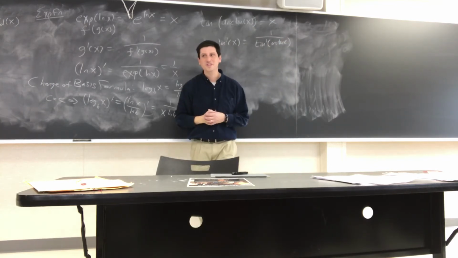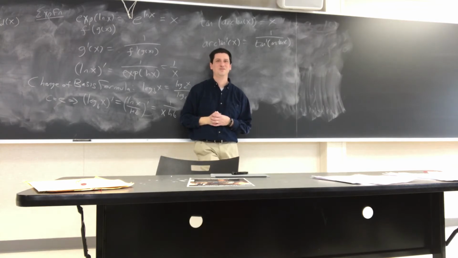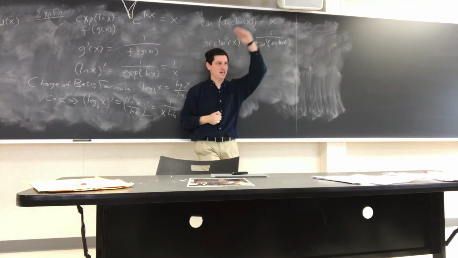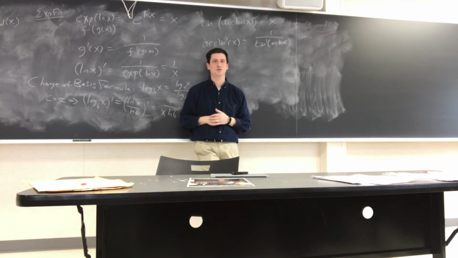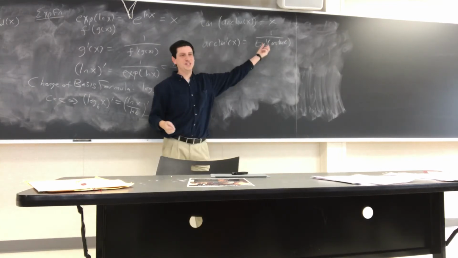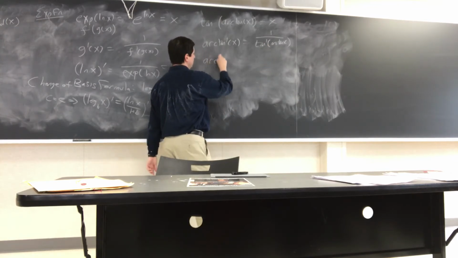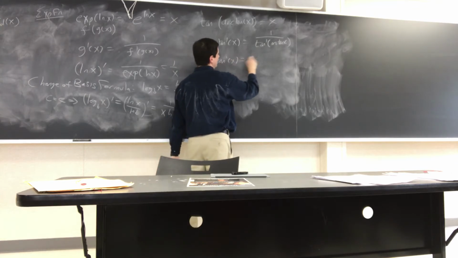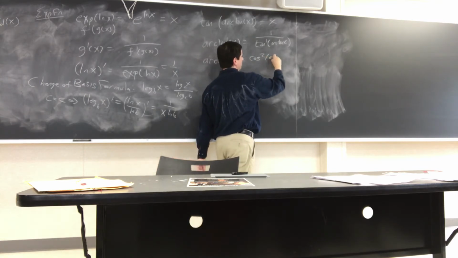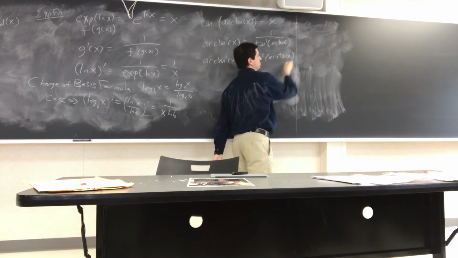Anybody remember the derivative of tangent? Yes? Secant squared. If you forget, you write tangent as sine over cosine and use the quotient rule. And when the dust settles, you get the derivative of tangent is secant squared. Secant is 1 over cosine, because math notation often sucks. So you get 1 over secant squared. Secant is 1 over cosine squared. So you get the derivative of arctangent of x is cosine squared of arctangent of x.